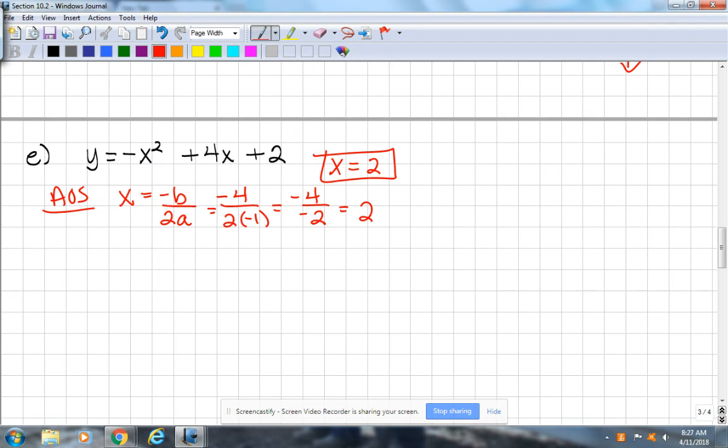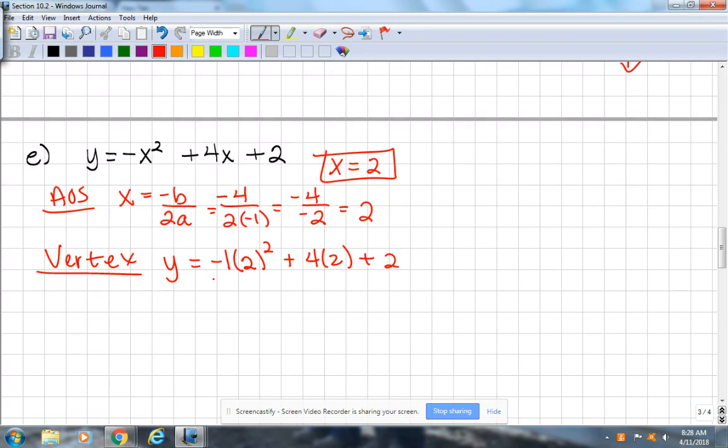How do we get the vertex? Plug in 2 for all of our x's in the equation. So y equals negative parentheses 2 squared plus 4 times 2, plus 2. Now, okay, y'all, this negative in front of this parentheses means negative 1 times that. Do y'all see that? Negative x squared means negative 1 times x squared. So sometimes it helps us a little bit if we just stick that 1 between that negative sign and those parentheses. So 2 squared is what?